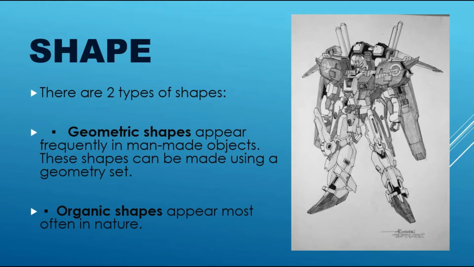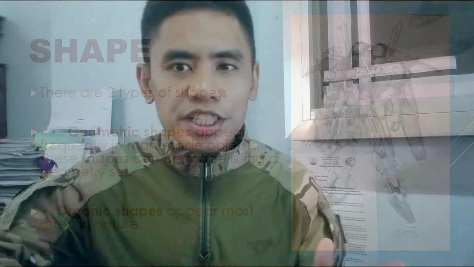We have next one, the organic shapes. Appear most often in nature. Here's one example of geometric shapes. This is a Mobile Suit Gundam. The organic shapes can be seen in nature. They are in the form of leaves, a tree, a rock, or a pebble, might be corals, fishes, and there are many more, as long as you can find it in nature.